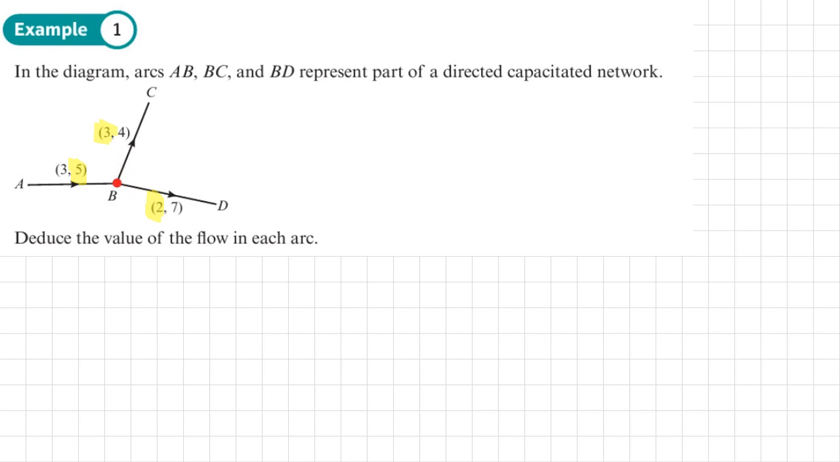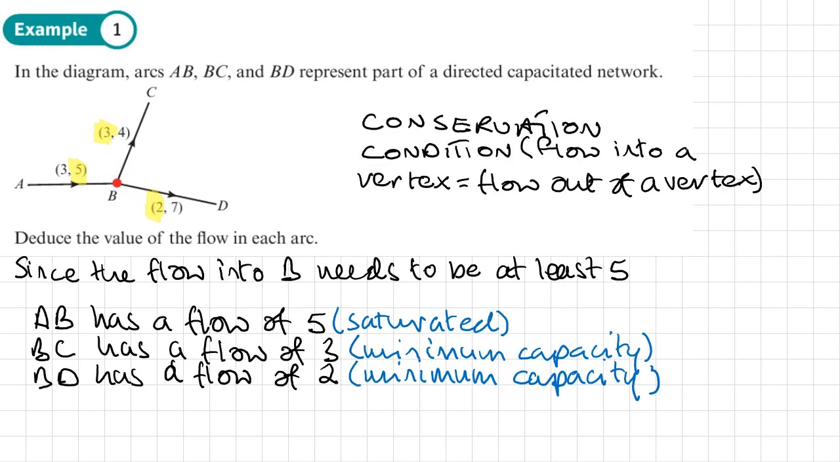I'll write something like this. So I've got here, since the flow into B needs to be at least 5, AB has a flow of 5, so this is saturated, so I'll just put 5 here to show the flow along that arc. BC has a flow of 3, okay, that's at its minimum capacity, and arc BD has a flow of 2, that's also at its minimum capacity.